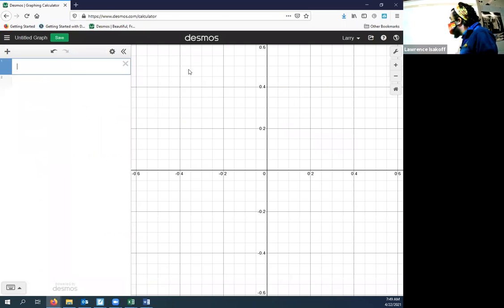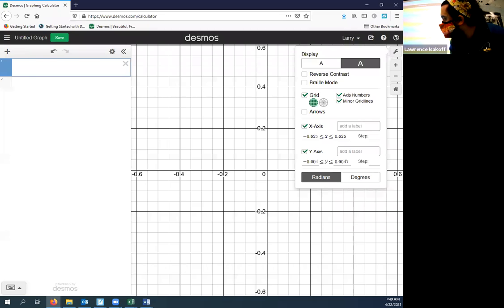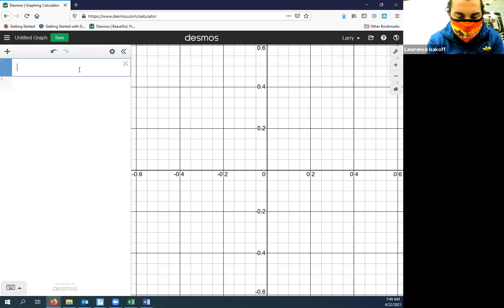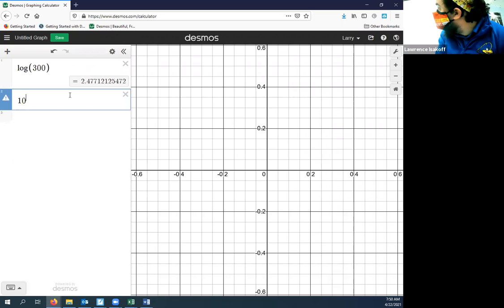So I'm going to show you how to do this with Desmos. Let's get this projector mode. Come on. Just so it's a little bigger. Okay. So with Desmos, you can just type the word log. The default base for a log is 10. So you do not need to include that. And then in parentheses behind log, I just type 300.